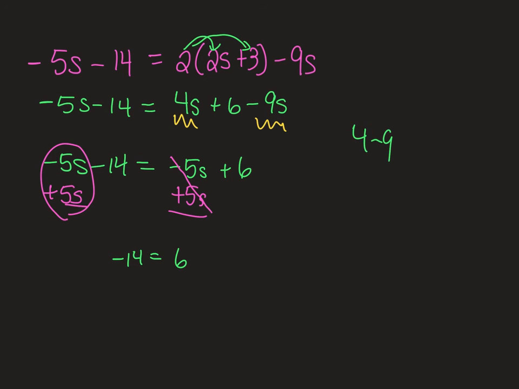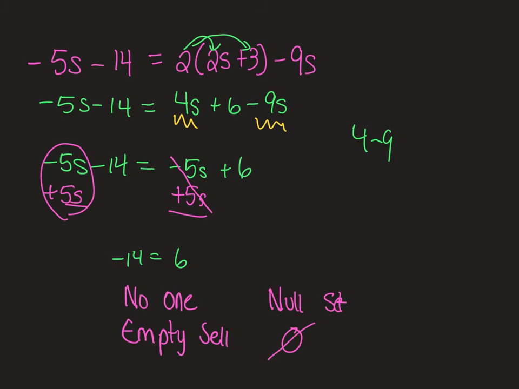When the two sides don't match, there is no answer that works. You would say empty set. You could also say null set. So something that tells me that there is no answer. You could also have a 0 with a line through it. There's no one. Why did I write no one? There's no answer. Null set, empty set.